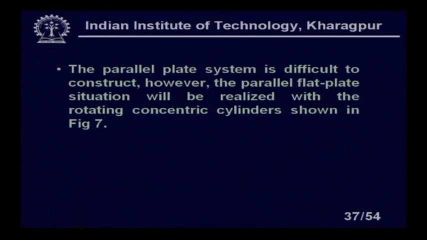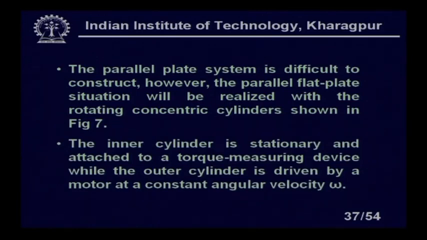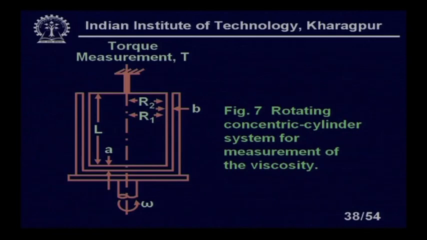The parallel flat plate situation can be realized with rotating concentric cylinders as shown in the figure. The inner cylinder is stationary and attached to the torque measuring device, while the outer cylinder is driven by a motor at a constant angular velocity omega. You see the inner cylinder is stationary and this outer cylinder with a shaft is connected to a motor, rotating at a constant angular velocity omega, right. This is the shaft. Now, the torque on this shaft will be measured, right.